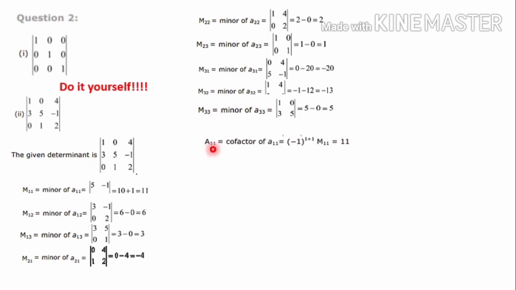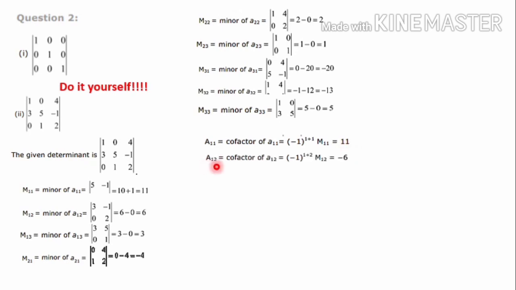Next, cofactor of A11. Cofactor of A11 is equal to minus 1 the whole power row value plus column value into its minor. So here minus 1 the whole power 1 plus 1 into M11. So M11 is 11 here. Minus 1 the whole square, that is plus 1. Plus 1 into 11, that is equal to 11.